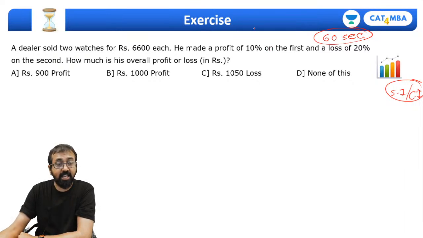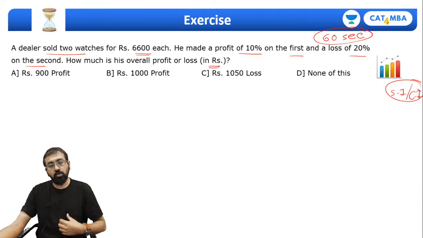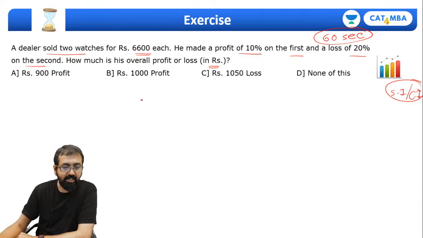Observe the data carefully. What is given? It's about 2 watches. Each of them was sold at 1600 rupees. And he made a profit of 10% on the first and a loss of 20% on the second. So how much is his overall profit or loss? Okay, in terms of rupees, this is what we need to find out, right? So let me just represent the situation as it is given. In the meantime, you can quickly solve.